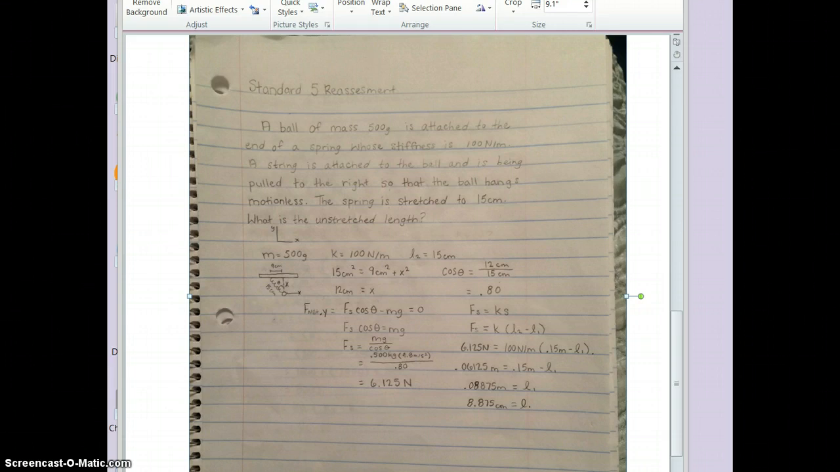So we plug in our numbers here, and the mass is 0.500 kilograms times 9.8 meters per second squared, which is the acceleration due to gravity, divided by our cosine theta, which is 0.8, and that gives us 6.125 newtons. We know also that the force of the spring is equal to the stiffness of the spring times the amount that the spring has stretched.